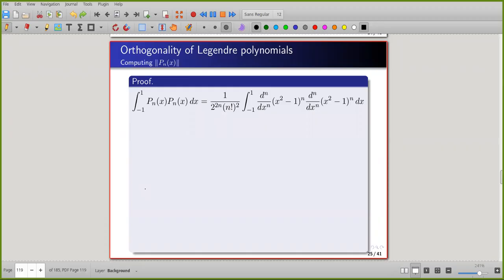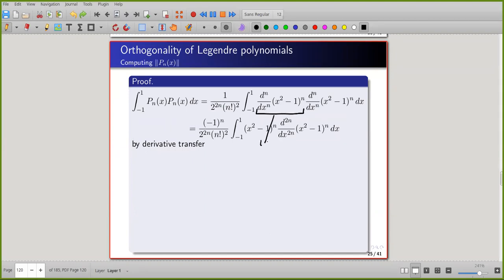Okay, so I've just substituted the definition. And now I have made this very quick transition. But if we think about it for a minute, it should be clear now. So I'm applying derivative transfer. I'm taking this to be d times f, and let's say this is my g. And what is f? F is d to the n minus 1 of x squared minus 1 to the n. But we have already seen many times now that f of 1 is equal to f of minus 1, which is equal to 0.